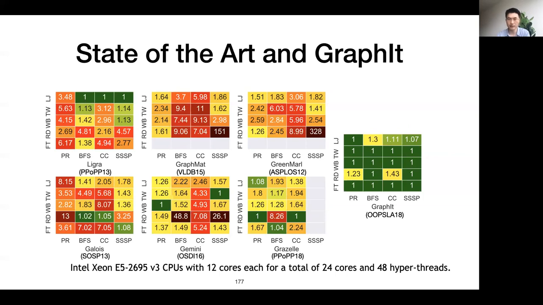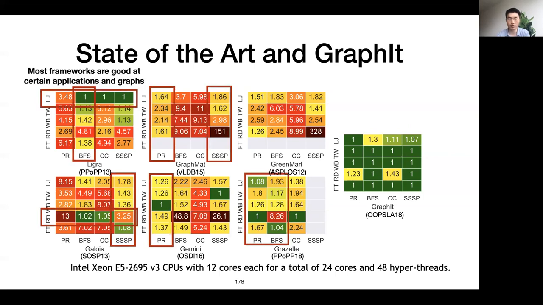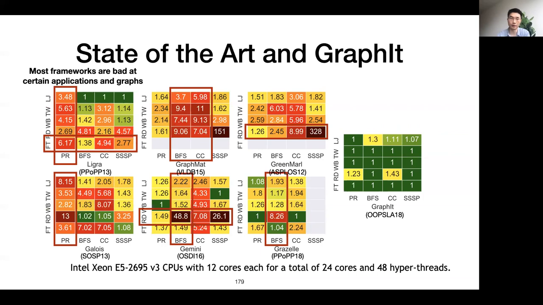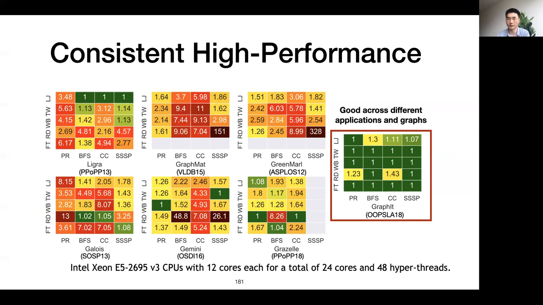Yeah, and we compare with state-of-the-art frameworks, and we note that most frameworks are actually pretty good at certain applications and graphs, right? But they're also pretty bad at certain applications and graphs. And the reason is that previous work mostly only supported a subset of performance optimizations. Whereas GraphIt was able to achieve consistent high performance because it's able to search through a much larger space of optimizations and use the compiler to generate high-performance implementations.